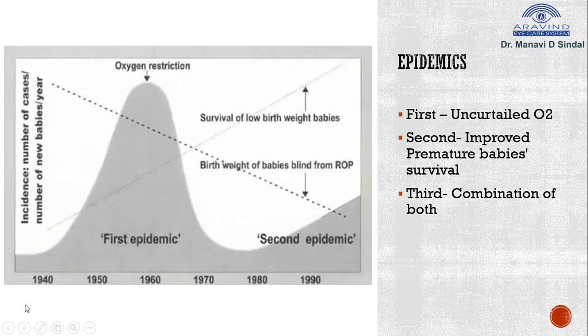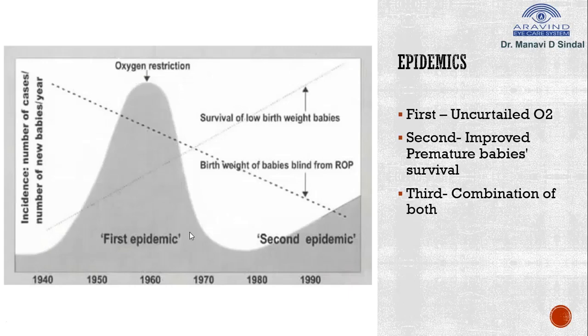If you look before 1940, there was no ROP because premature babies were not surviving at that point of time. With improvement in care, especially with oxygen supplementation, the baby started surviving. And as the baby started surviving, you had this increase, or this first epidemic of ROP. Because at this time, the details about oxygen supplementation were not known.